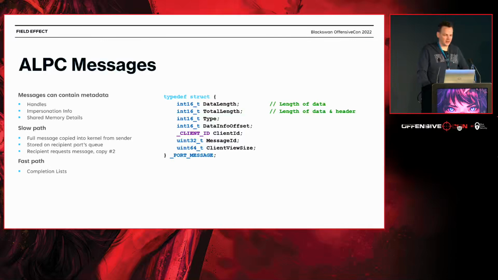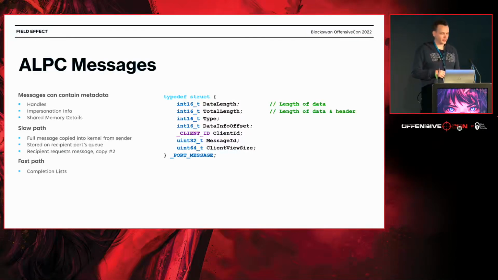And besides just opaque data to the kernel, messages that are exchanged can also handle a bunch of different types of metadata. So client and server can exchange handles to different things on Windows. Impersonation information, so if the server wants to impersonate the client when doing some sort of operation to ensure the permission checks are good, that information can be contained within the metadata. And then also shared memory details. So if a client and server have agreed they're going to be exchanging information through some sort of shared memory region, then the details of that can be shared through the metadata.